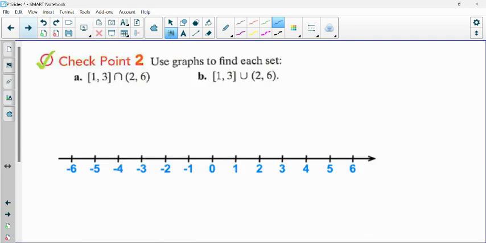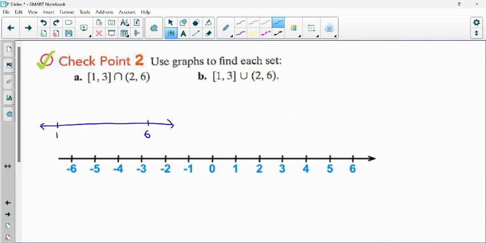All right, this is our example. We're going from 1 to 3 with brackets around it, intersect 2 to 6 with parentheses. So I'm going to make a number line. I see the smallest number on my number line is 1, the largest is 6. So I'm going to just put a 1 here, a 6 here.